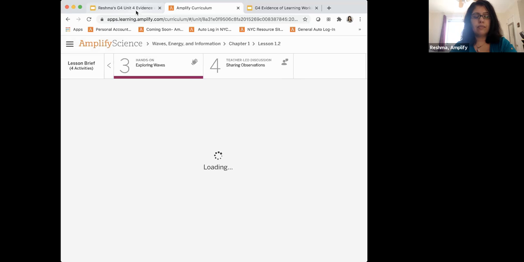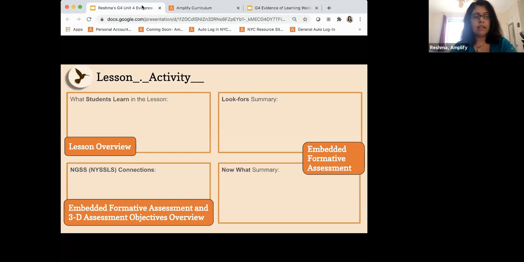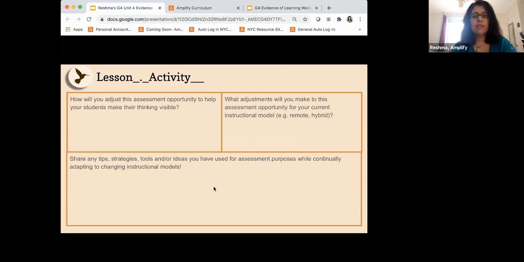So I'll give folks a few moments to go ahead and own a particular assessment and analyze the assessment along those dimensions. And also, if you can jot down, how would you adjust this assessment opportunity to make thinking more visible? What adjustments would you make considering your current instructional model? And any tips, strategies, or tools or ideas you have for assessment purposes in these varying instructional models.